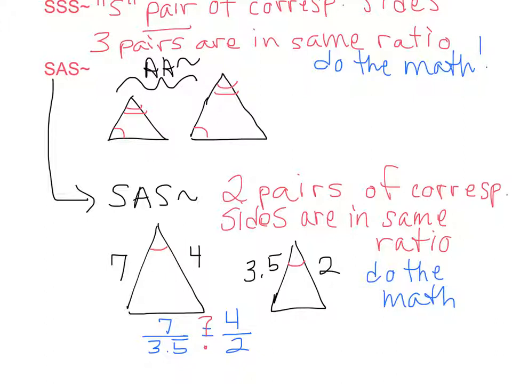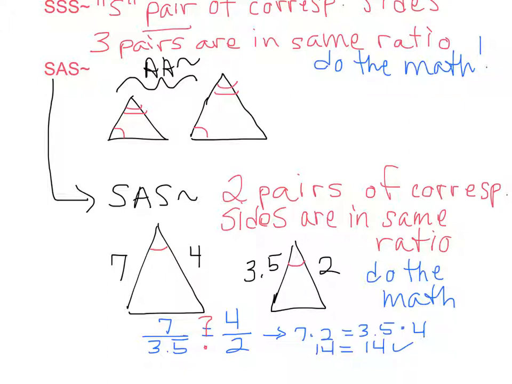We are going to just do some cross multiplication, and we can very quickly find out that 7 times 2 does equal 3.5 times 4, because both of those products equal 14. So we know we checked out. Okay, so this is what we're talking about, doing the math when you have 2 pairs of corresponding sides. Just because they're labeled doesn't necessarily mean they're going to be similar.